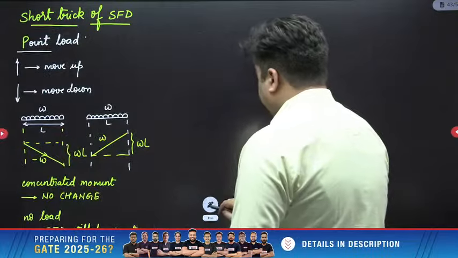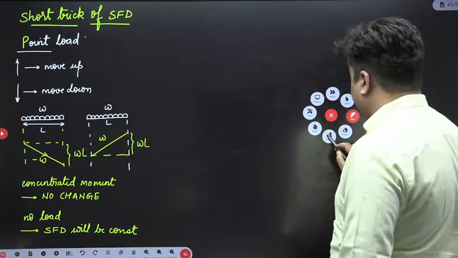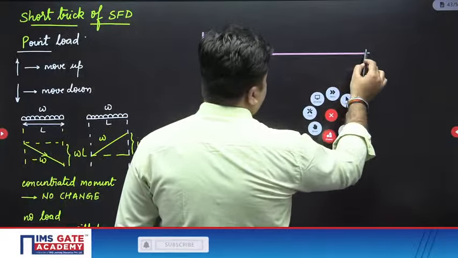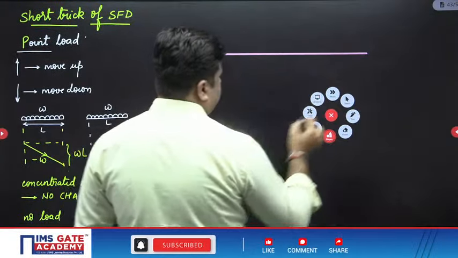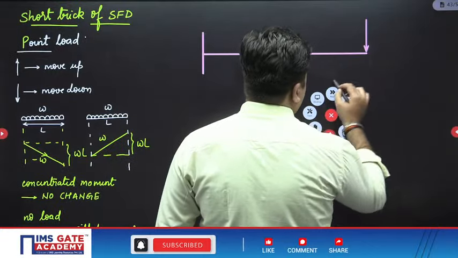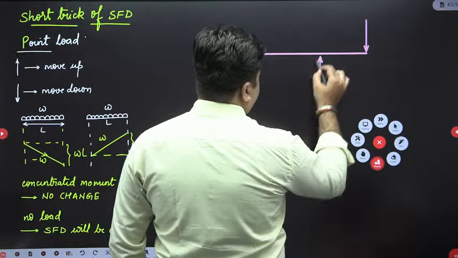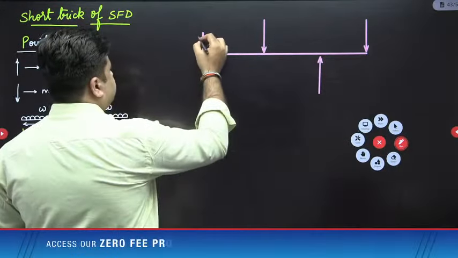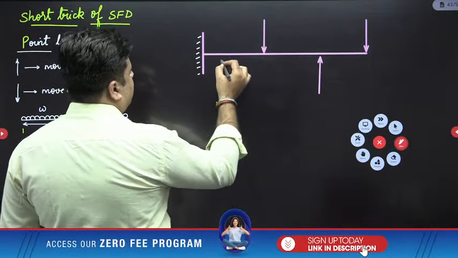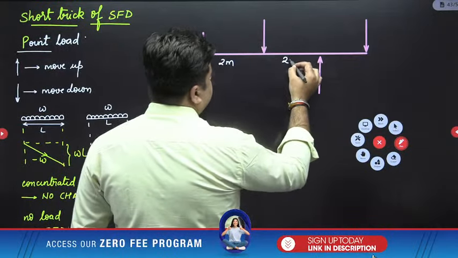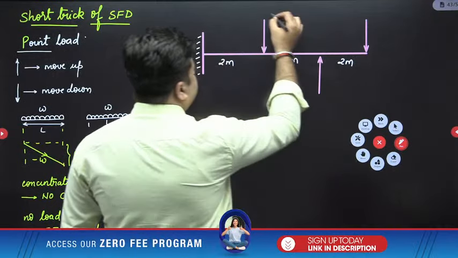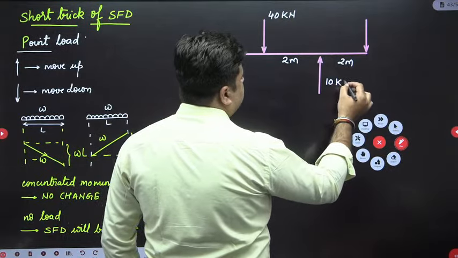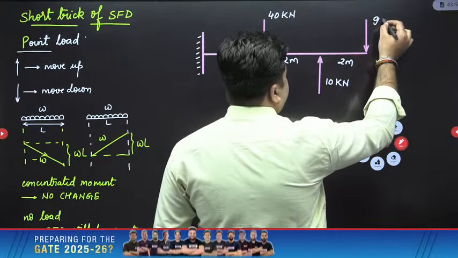Chalo. I will give you one beam. Quickly draw the shear force diagram for this beam. This is a cantilever beam, which is subjected to multiple point loads like this. One point load is acting here, another point load is acting here, then you have another point load acting here. All the distances are 2 meters. This is 40 kilonewton, this is 10 kilonewton, and this is 90 kilonewton.